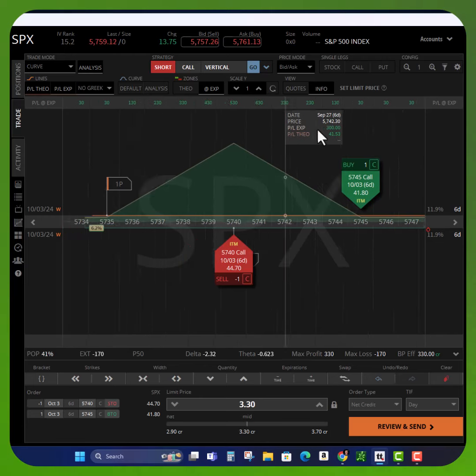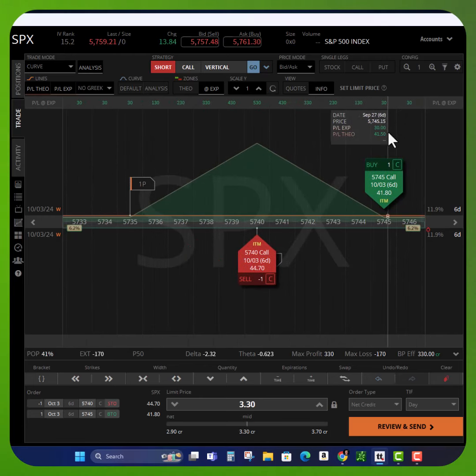No matter where SPX lands, I will make at least $30 above or below. But if we land somewhere in here between 57.35 and 57.45, we would actually have a potential to make more money. But the goal really is to turn this into a risk-free trade, which is one purpose of why you would do this, as well as avoiding any PDT issues if it was 0 DTE.